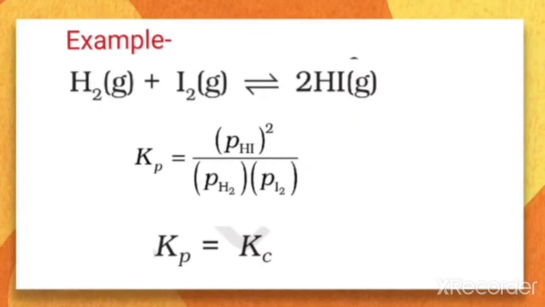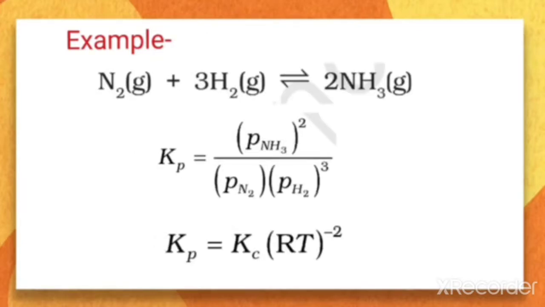So for that equilibrium reaction where the number of moles on the reactant side and the number of moles on the product side is same, for that reaction Kp is equal to Kc, like this example. But there are some examples in which the number of moles of reactant and product are not same. Let's take one example, that is N2 plus thrice H2 give rise to twice NH3.